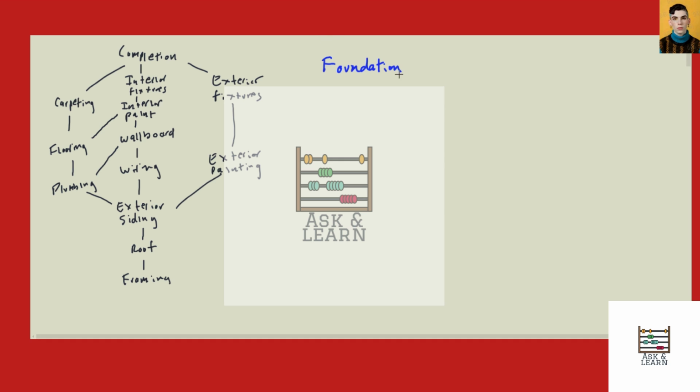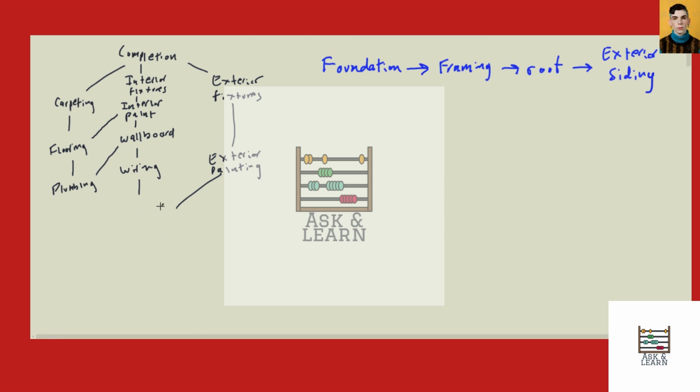Now the next task is going to be the framing. We don't have any other minimal elements, so we have to do that. Then comes the roof, so we don't have any other choice in that placement. Then we have the exterior siding. So we still don't really get a choice in how to do this. But now we do. We have 3 minimal elements: plumbing, wiring, and exterior painting.